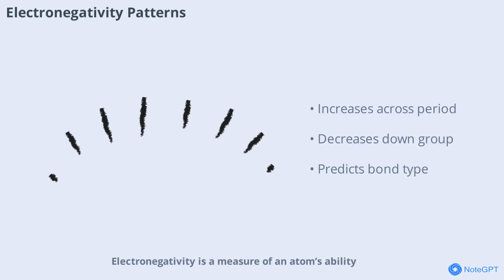Electronegativity is a measure of an atom's ability to attract shared electrons in a chemical bond. This property increases across a period, reaching its peak with fluorine, the most electronegative element. Down a group, electronegativity decreases as the atomic radius increases, making it harder for the nucleus to attract bonding electrons. Electronegativity differences between elements help predict the type of bond, ionic or covalent, that will form.